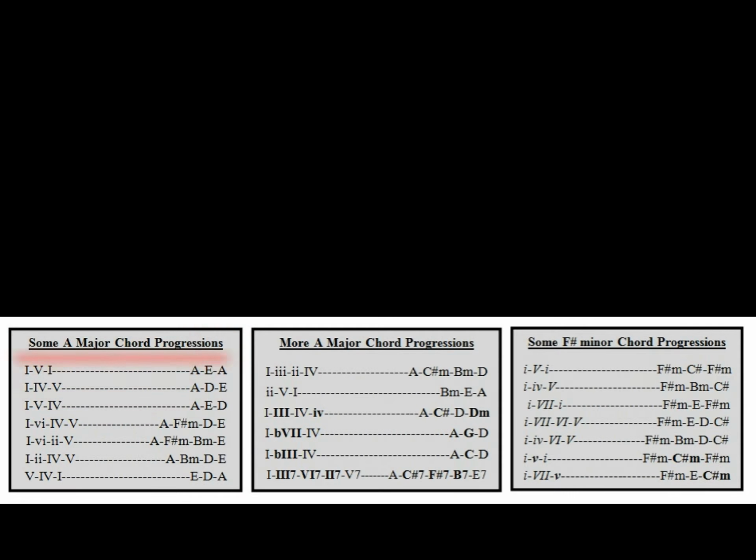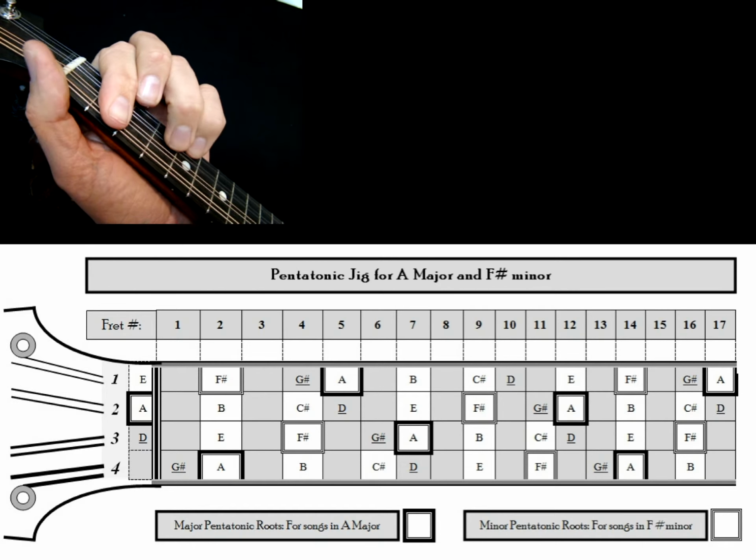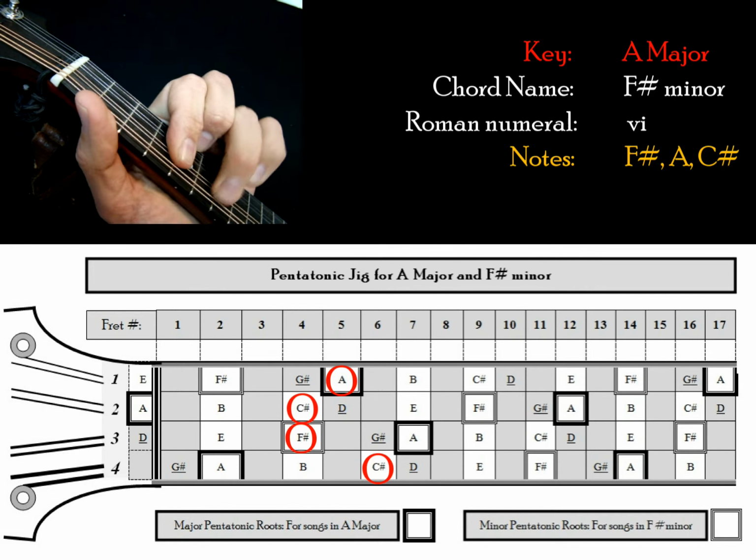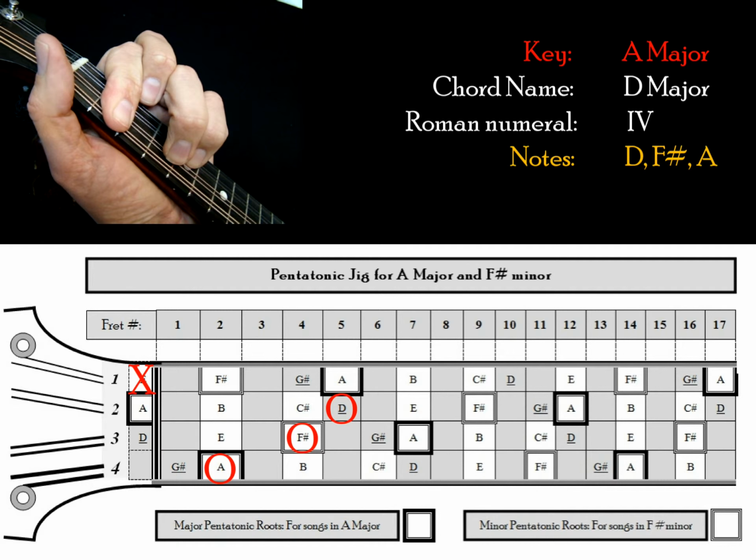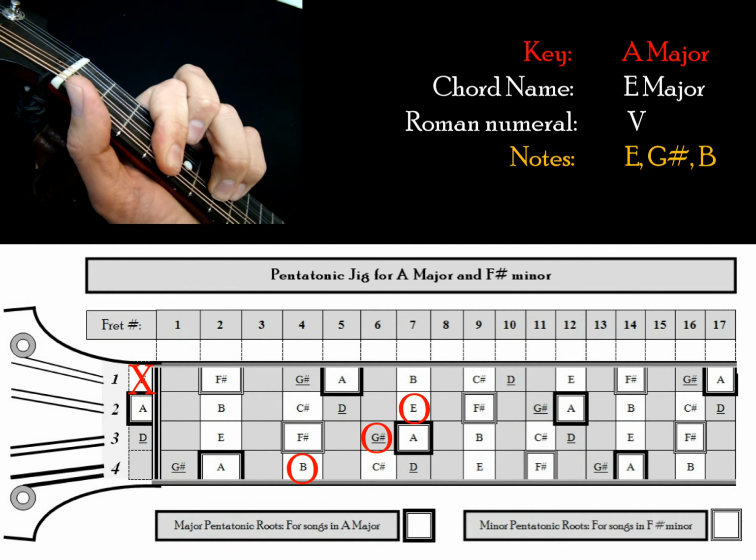Let's look at a 1-6-4-5 chord progression in the key of A major. So a 1-6-4-5 progression in the key of A major will have A major, F sharp minor, D major, E major.